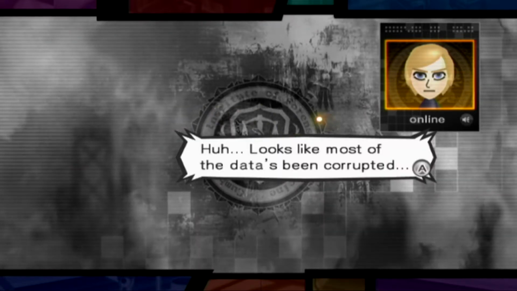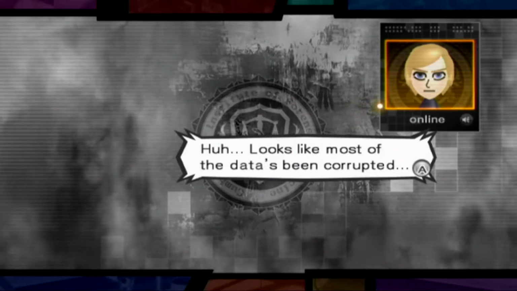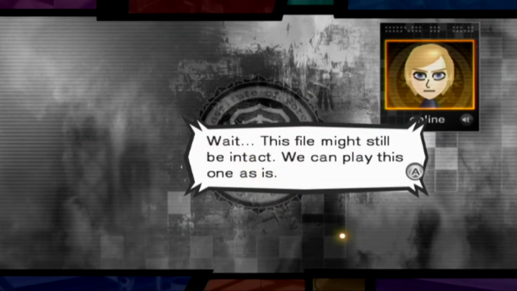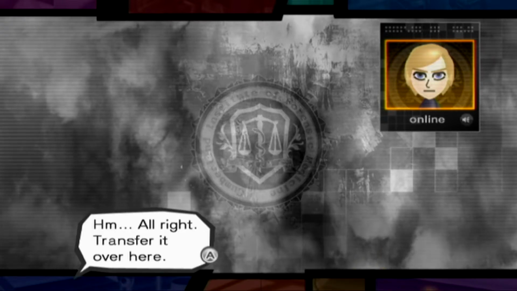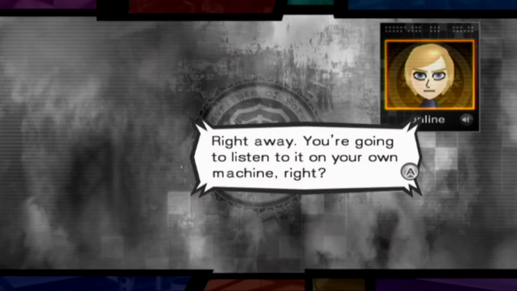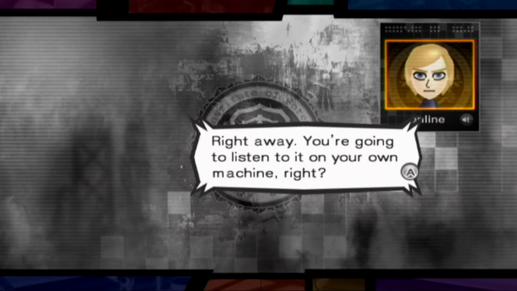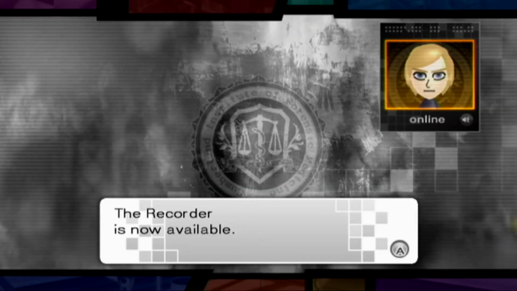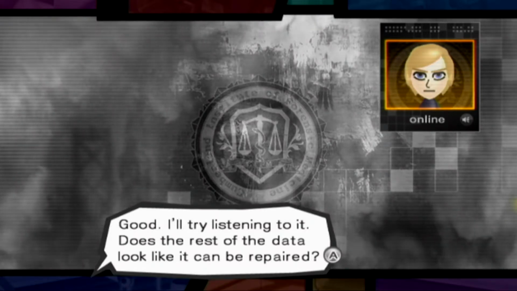And? Huh. Looks like most of the data's been corrupted. Wait, this file might still be intact. We can play this one as is. All right. Transfer it over here. Right away. You're going to listen to it on your own machine, right? I'll name the file Record 01 and send it over to you. Good. I'll try listening to it.